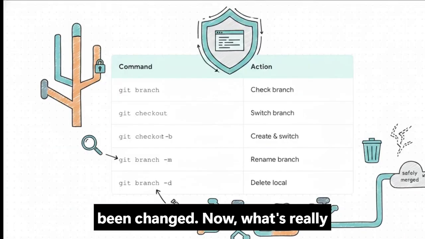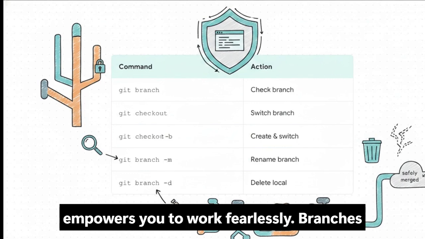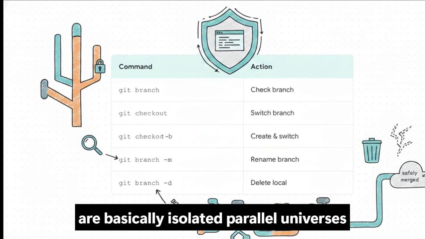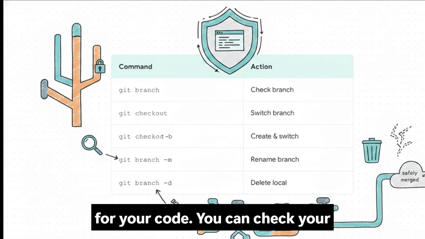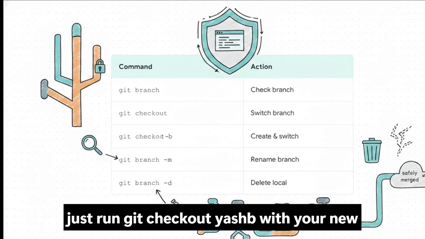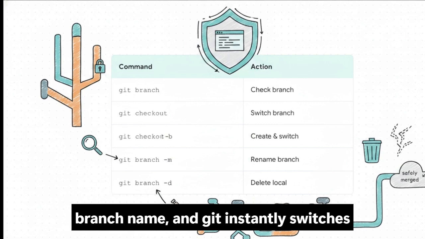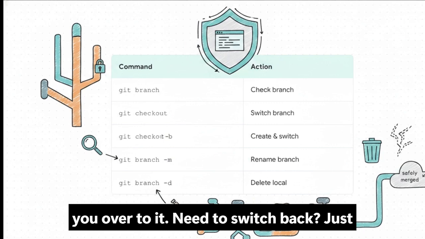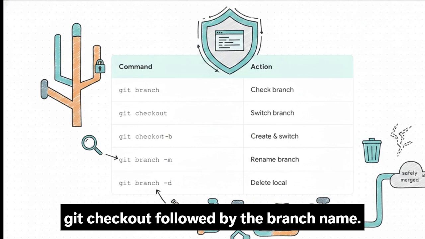Now, what's really interesting about this slide is how it empowers you to work fearlessly. Branches are basically isolated parallel universes for your code. You can check your existing branches with git branch. When you want to work on a new feature, you just run git checkout -b with your new branch name, and Git instantly switches you over to it. Need to switch back? Just git checkout followed by the branch name.